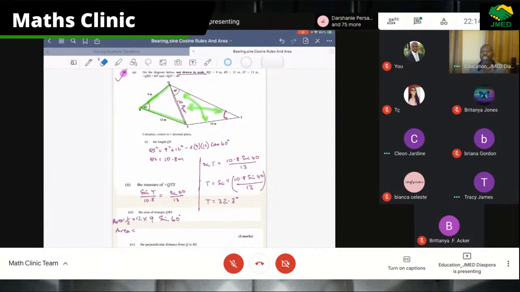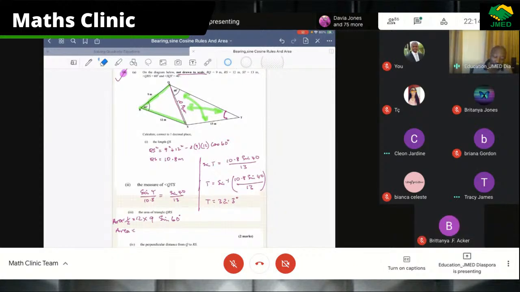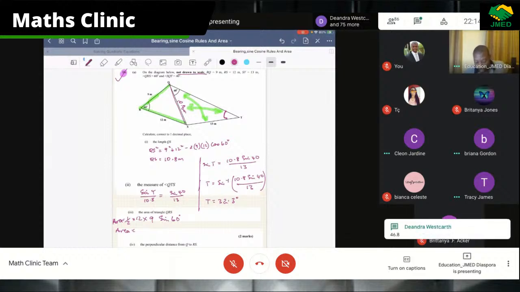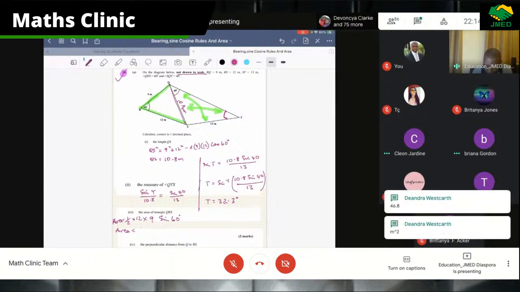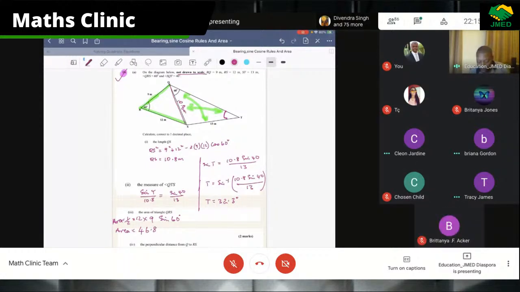Anybody? You guys forget what the rat means. Rat means what? Right angle triangle. Yes? So what's the area? Did you say 46? 46.8. Square units, square meters, yes? Because it's in meters, so it's square units, okay?